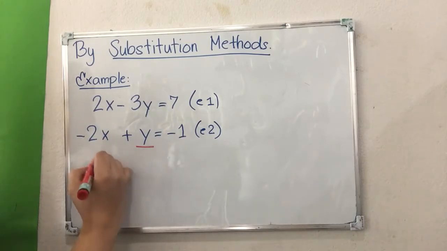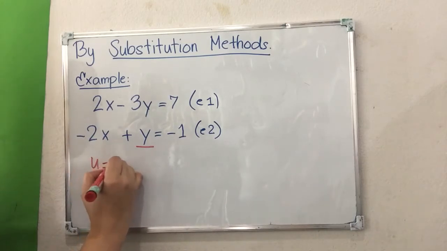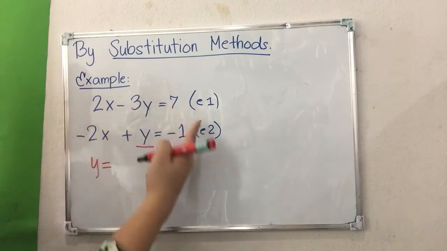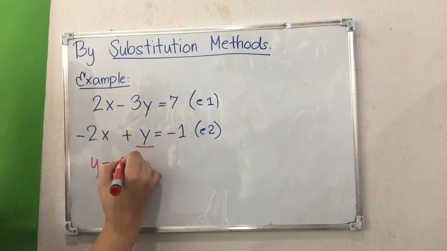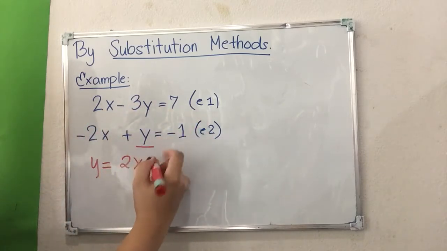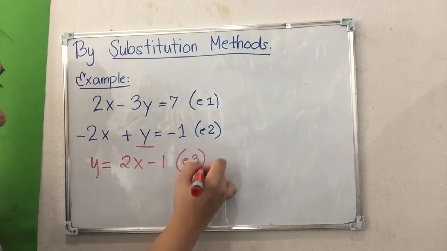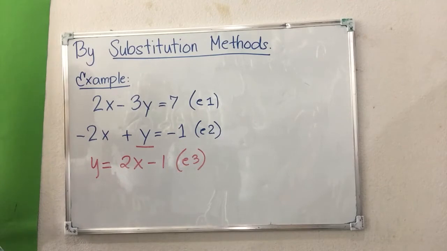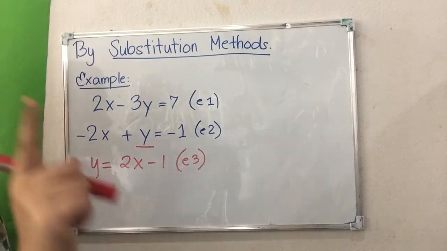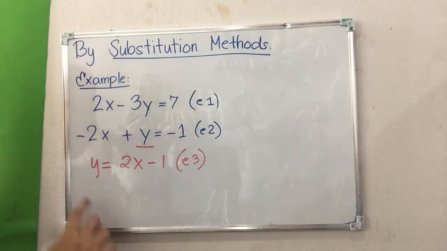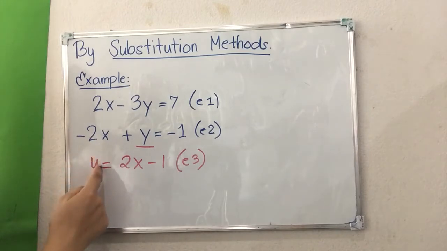So what is that? We have y is equal to negative 2x. Move on the other side, that will become 2x minus 1. Okay, so this is our equation 3. So that is the first thing. You have to rearrange, make sure that we have the variable here.